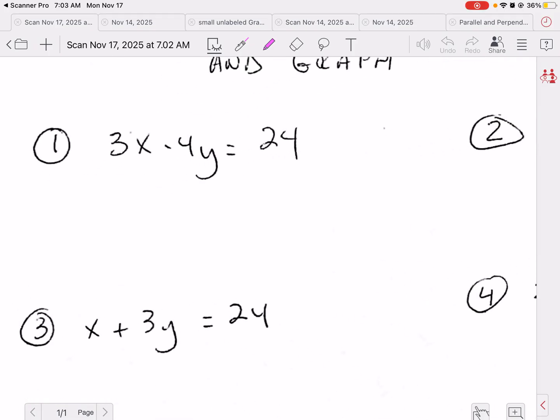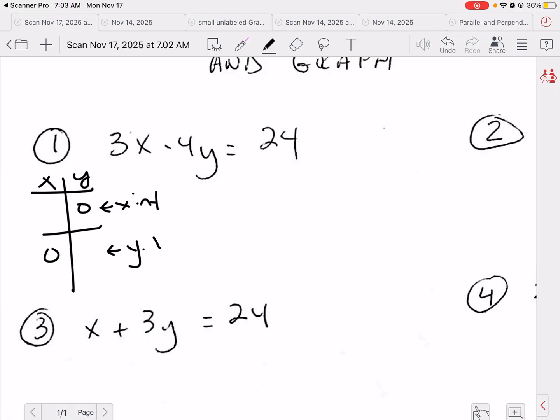So again, this equation is written in standard form, which doesn't change how I'm going to do things. I'm going to make my t-table, x and y. I'm going to put in a 0 for y and a 0 for x. So this is my x-intercept, and this is my y-intercept. I just need to figure out what the missing pieces are.